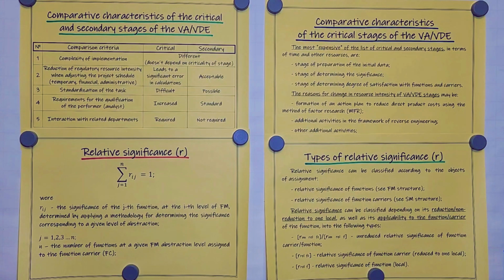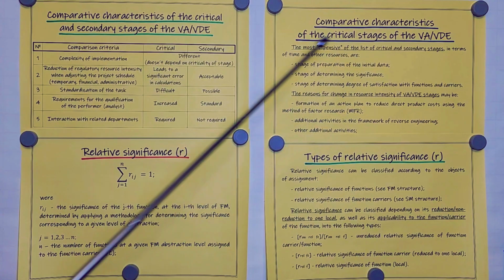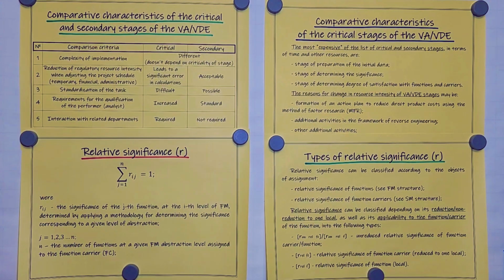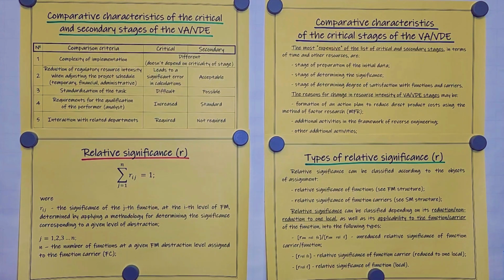In addition to the comparative characteristics of the critical and secondary stages of the value analysis on the slide above, it should be noted that the most costly of the list of critical and secondary stages in terms of time and other resources are the stages shown on the slide. Comparative characteristics of the stages of the value analysis and value design engineering by resource intensity.